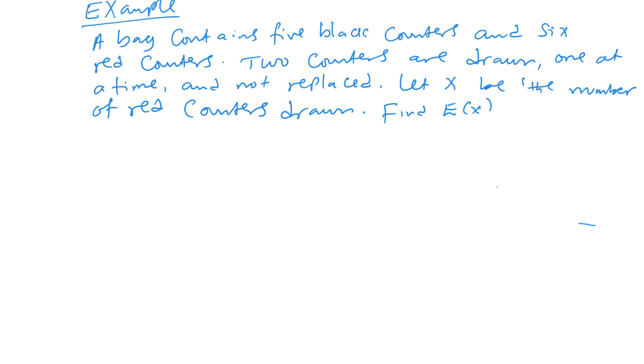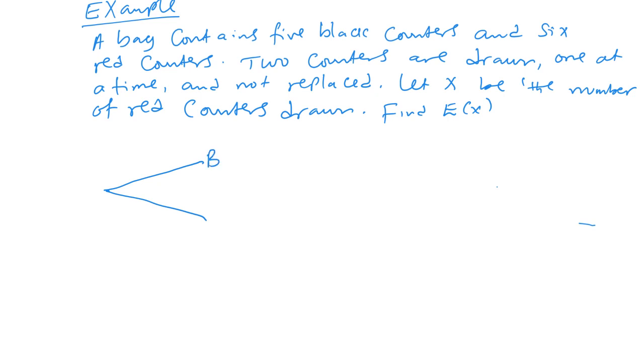Lastly, let's look at this problem. My task is to draw a tree diagram and get the probabilities for you, and then you find the mean. Okay, let's do this. The bag contains 5 black counters and 6 red counters. So in total we have 11. We shall use B for black.